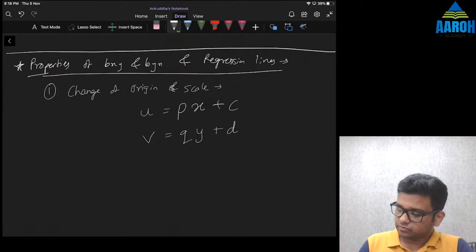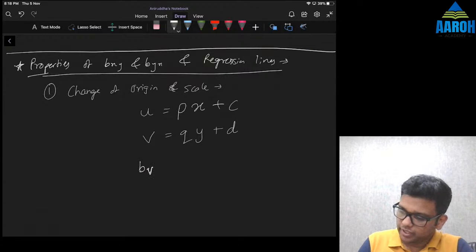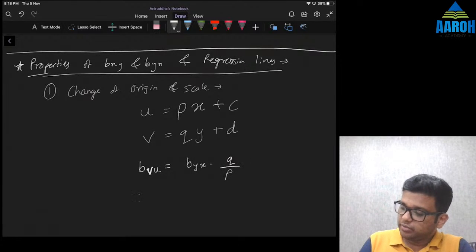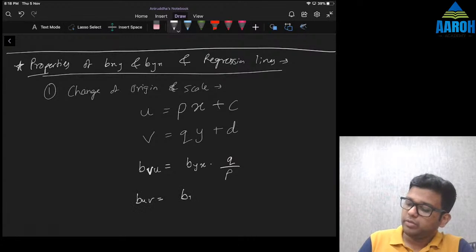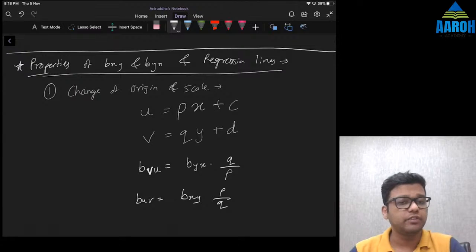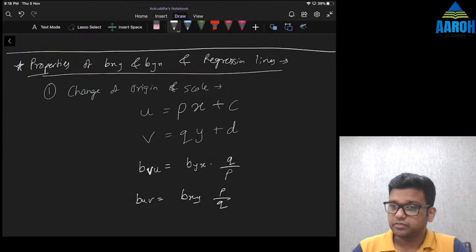Then bvu is equal to byx into q by p. Similarly, buv is equal to bxy into p by q. That is, it changes by ratio of change of scale. Ratio of change of scale.